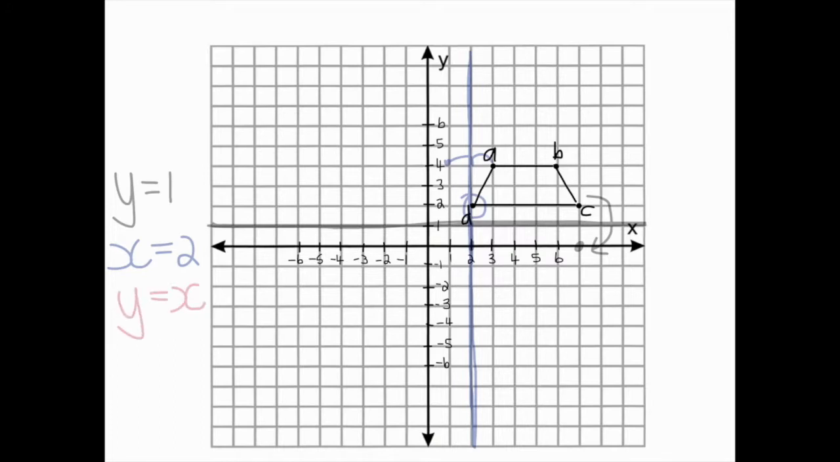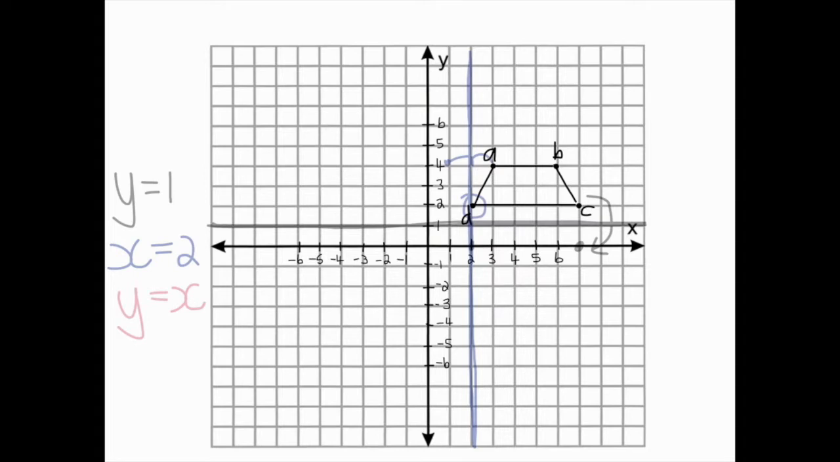If you're asked to reflect across y equals x, what this means is that the x and the y values of your shape will swap. So if your original coordinates were 3, 4, so x value of 3, y value of 4, the coordinates of your prime would be 4, 3. So an x value of 4 and a y value of 3.